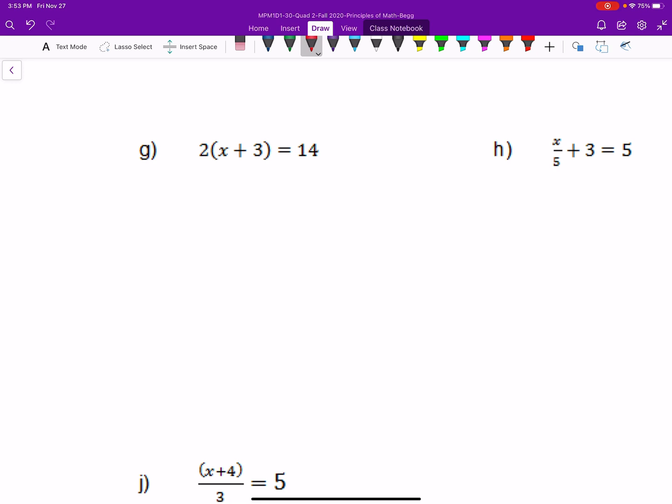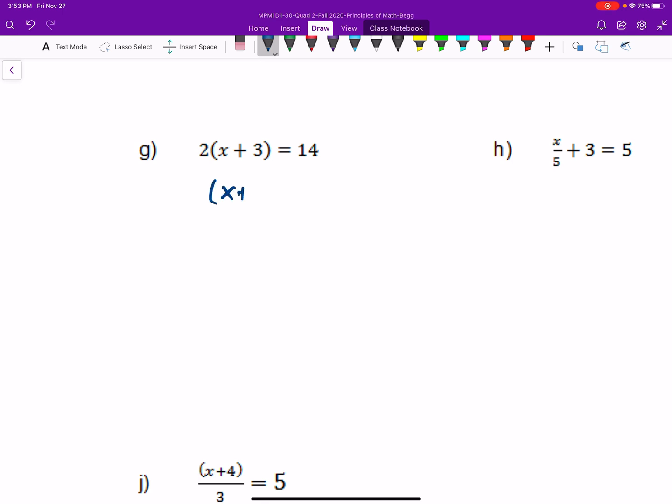In part G, there's actually 2 ways I could do it. If I want to stick with opposite operations, the first thing I would do, let me just list the operations. We've got something inside brackets, which normally comes first, and then I'm multiplying by 2 outside the brackets, which would come second. So reverse operations would be to divide by 2 first.